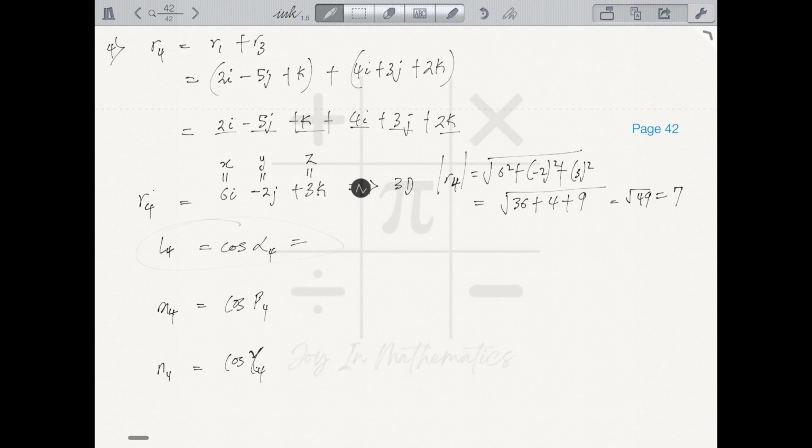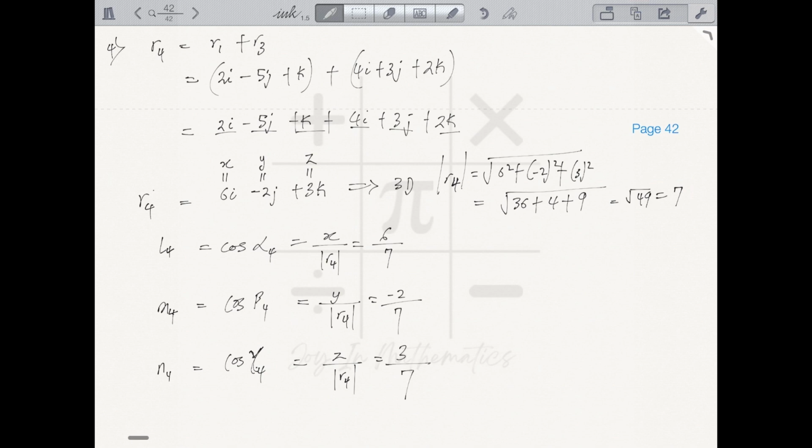Let's begin with the direction cosine on the x-axis, cos alpha 4. Cos alpha 4 is equal to x divided by the modulus of R4, and that will give us 6 divided by 7. Similarly, cos beta 4 is y divided by the modulus of R4, which is minus 2 divided by 7. And finally, cos gamma 4, which is z divided by the modulus of R4. Z is 3, the modulus of R4 is 7. So 3 divided by 7.